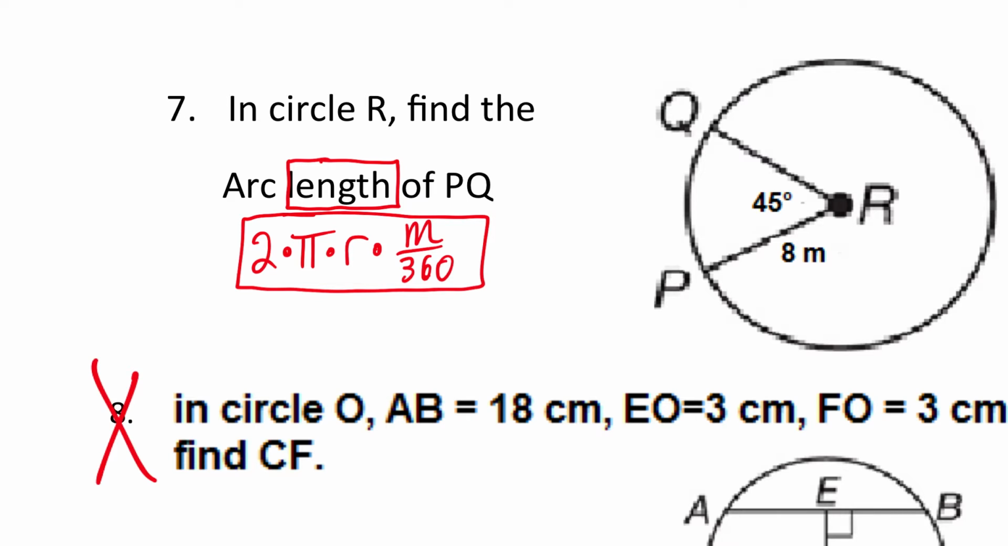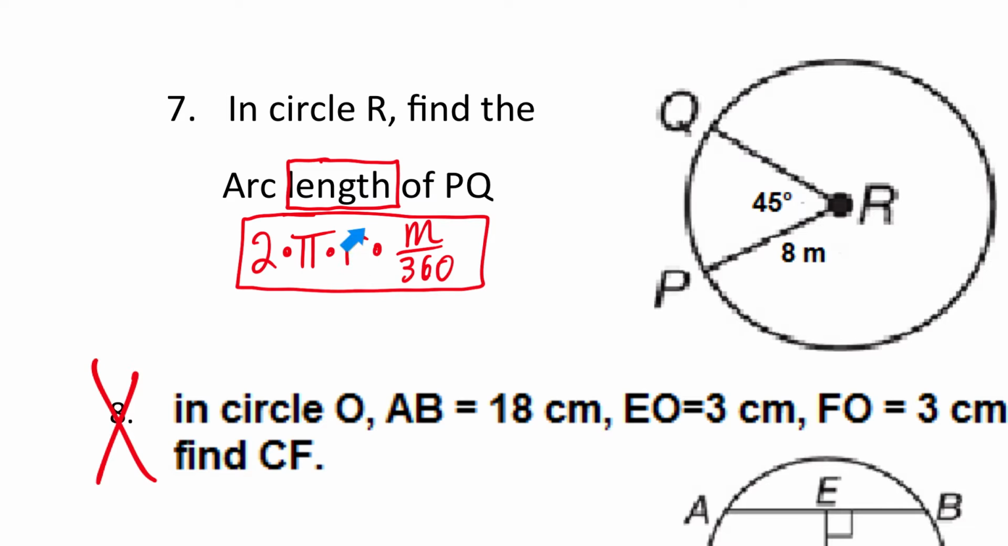Okay, so on this one, what are the 2 things you need within this formula right here? 2 is 2, you don't need that. Pi is pi, you don't need that. 360 is 360, you don't need that. So what are the 2 variables in here? R and M.